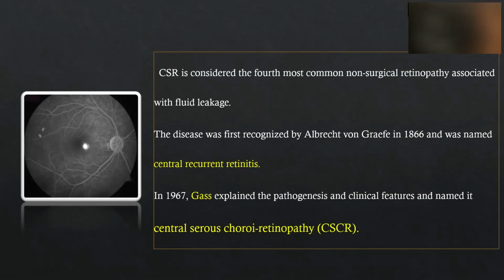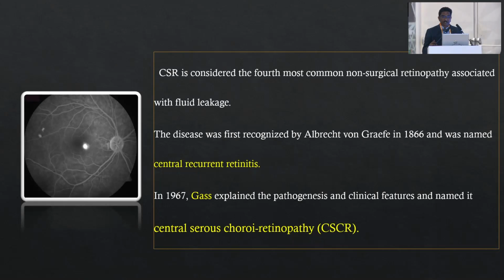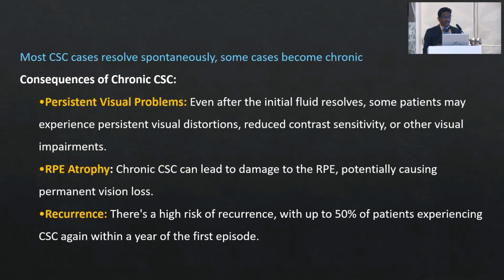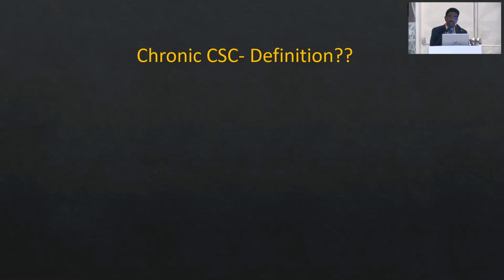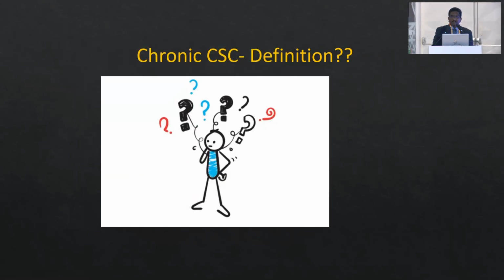Well, we all know that CSR is the fourth commonest non-surgical retinopathy associated with fluid leakage, and it was termed as central recurrent retinitis and later termed as central serous chorioretinopathy, letting us know that the choroid is also involved in the pathology of this disease. Most cases of CSR resolve, but however, some become chronic, leading to persistent visual problems, RPE atrophy, and recurrence. But what is the definition of chronic CSR?